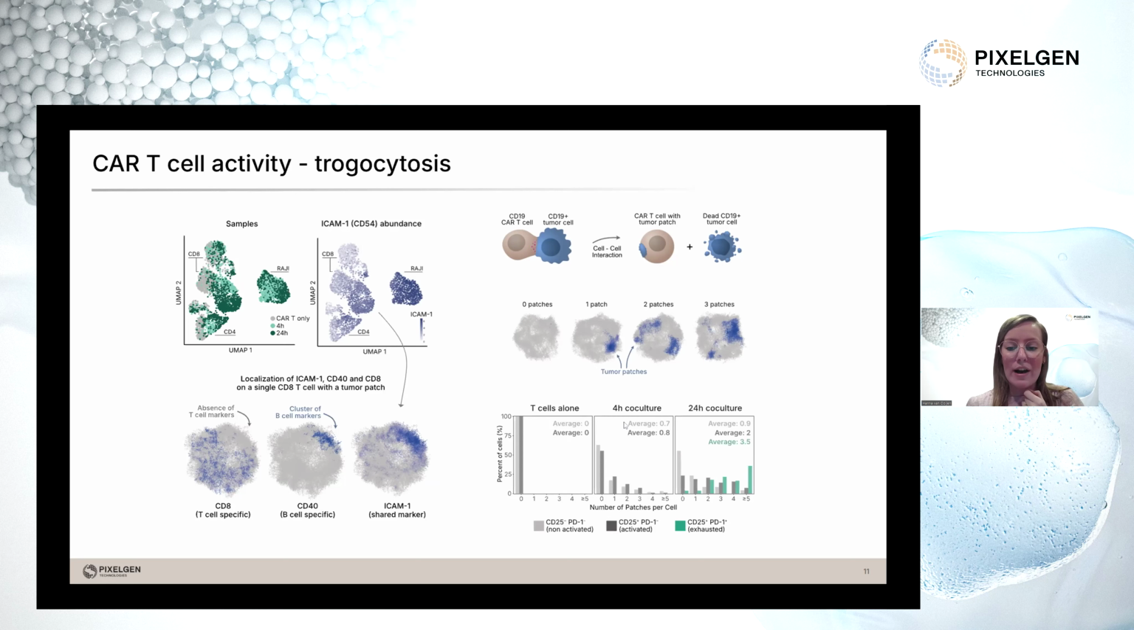But already after 4 hours, we can start to detect trogocytosis in these cells. And particularly after 24 hours, you see high degrees of trogocytosis, with many of the cells having a multitude of tumor patches on their surface. This was particularly prevalent in the late activated or exhausted cells with high degrees of CD25 and PD-1. And this is interesting because it's been shown before that trogocytosis can actually affect exhaustion of the cells, and that high degrees of trogocytosis are not really beneficial.